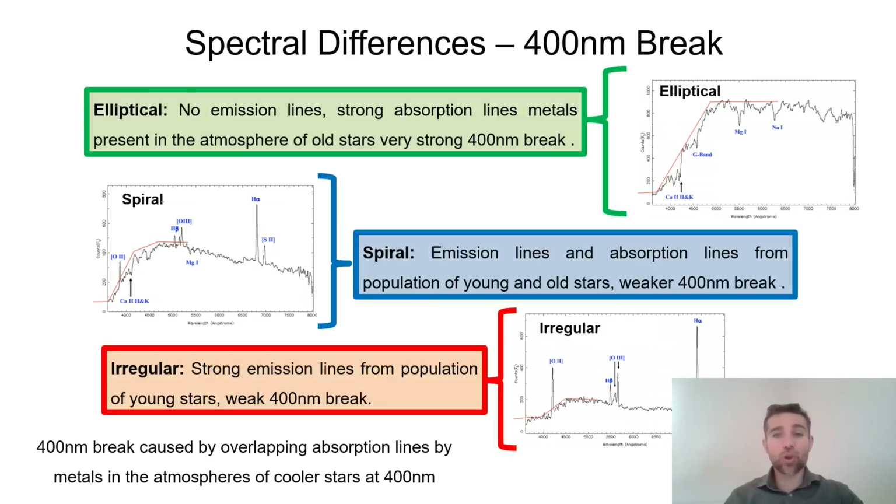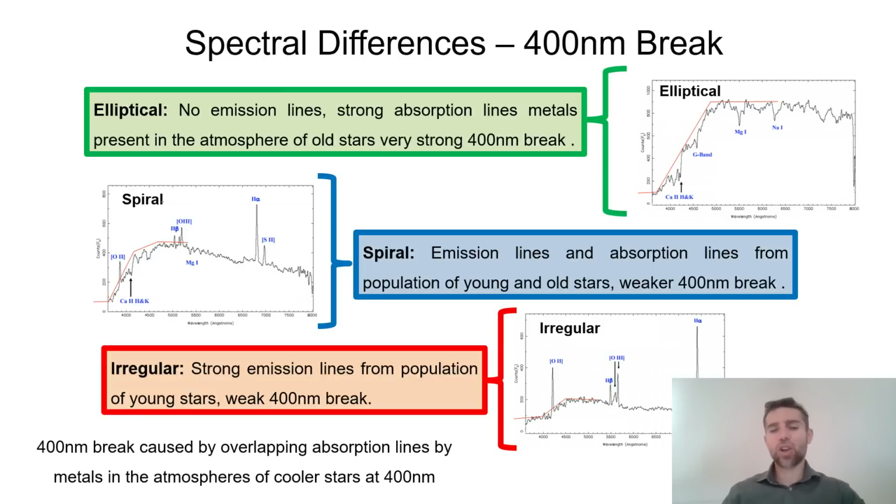You've got strong absorption lines from metals present in the atmosphere of old stars. You have a very strong 400 nanometer break, so you have this vertical kind of step because you've got those old red stars and all of those metallic lines overlaying. Spiral galaxies, they do have emission lines, they have active star formation. They've also got absorption lines from a population of younger and older stars. Depends on if it's a late stage or early stage, but they can have a weak or non-existent 400 nanometer break, depending how many old stars are there.